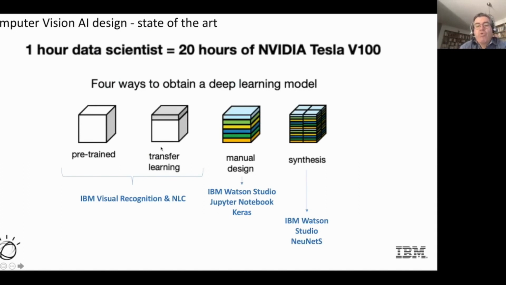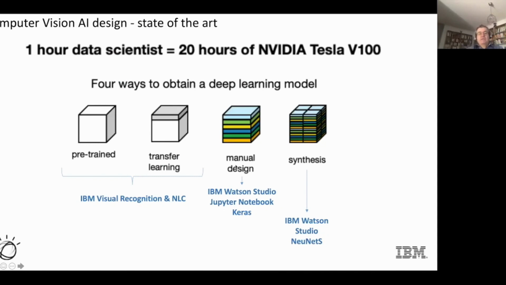If you want to go really deep into the customization, you need to create a base model, and that you will do with Watson Studio, Jupyter Notebooks, and the open source Keras framework, for example. So you will have much more work. Of course you will be able to do more, but you will have to do more as well. And if you want to go even further, you will have other elements, with the ability for automated neural networks, with the neural networks feature of Watson Studio.